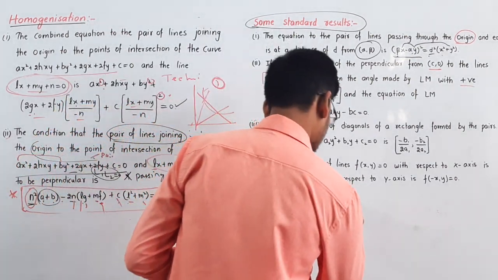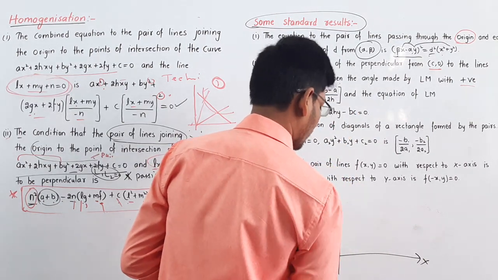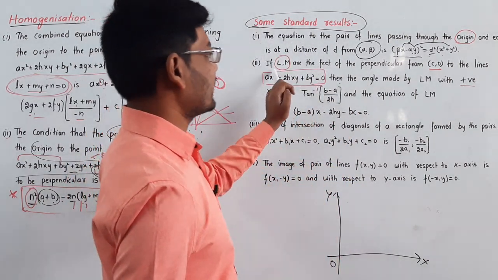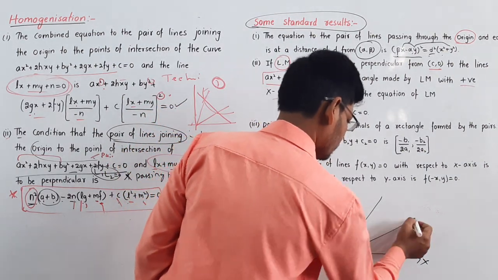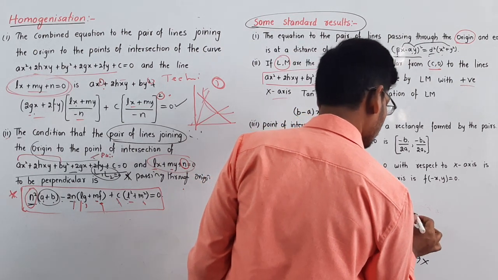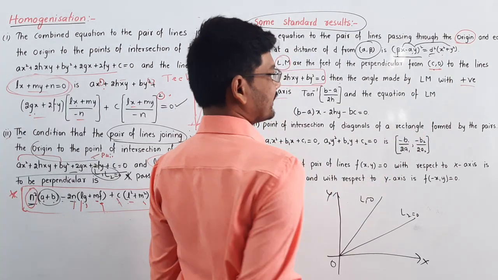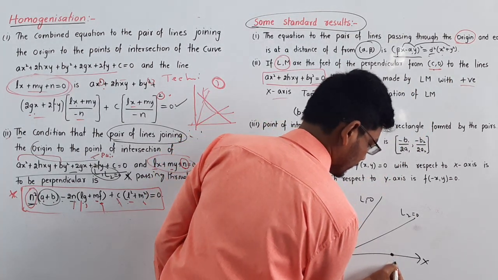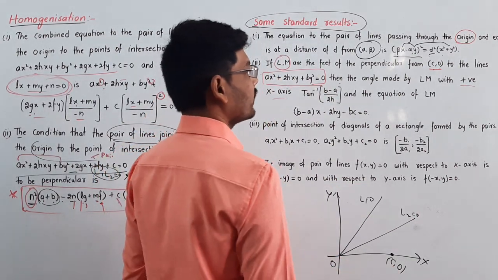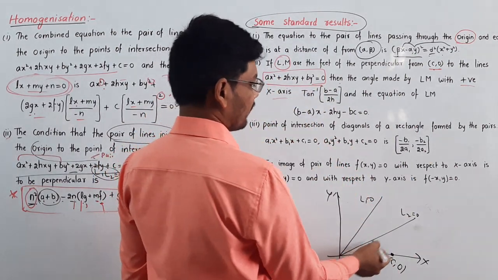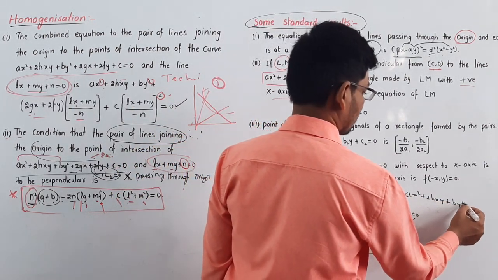I am taking the coordinate axes, this is x and this is y, this is the origin. Here he is saying a pair of straight lines, L1 is equal to 0 and L2 is equal to 0. Now the point C comma 0 lies on the x axis, because the y coordinate is 0 here. And this pair of straight lines is ax square plus 2hxy plus by square is equal to 0.